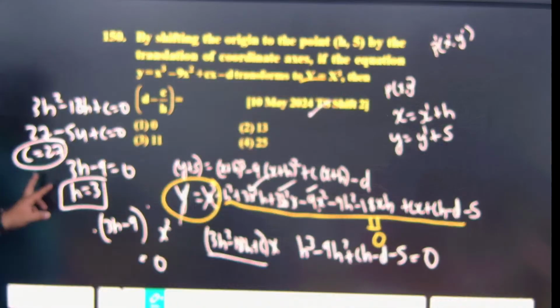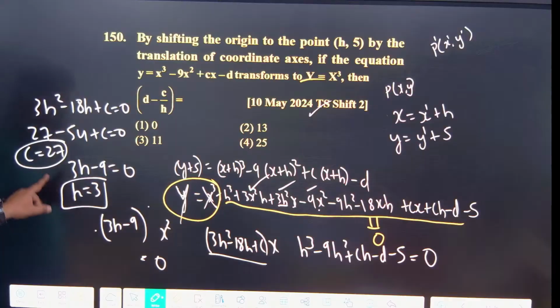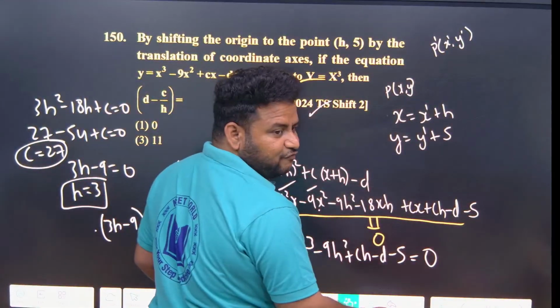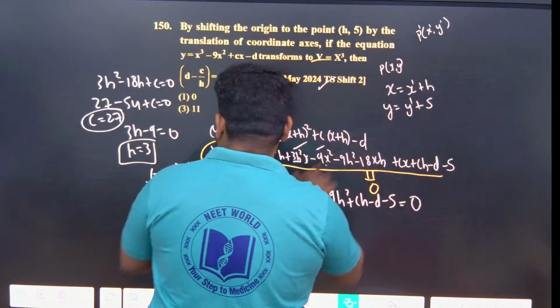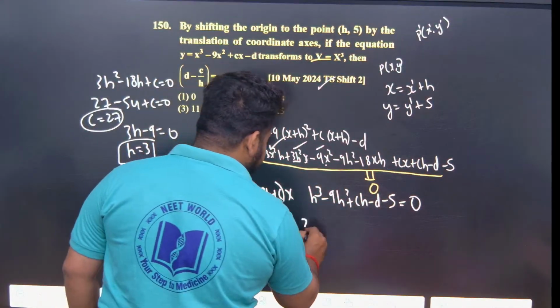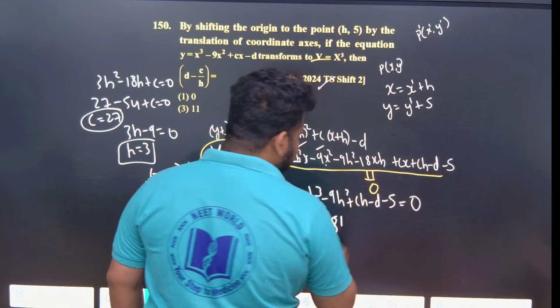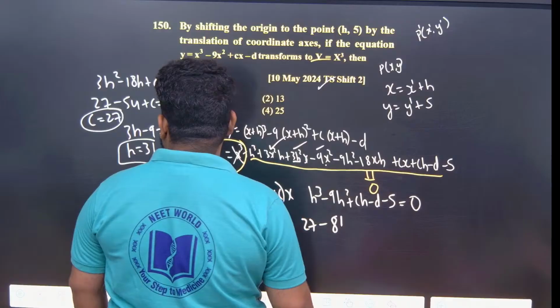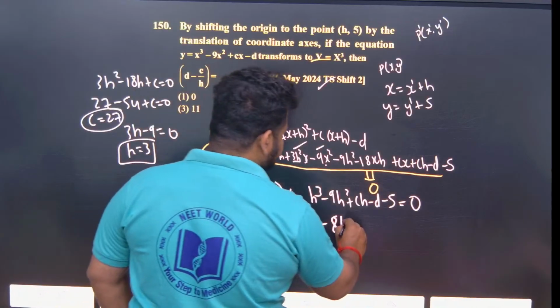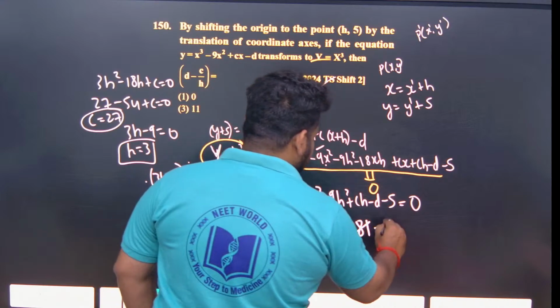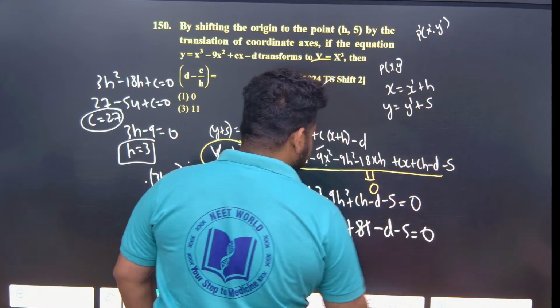So h I got, c I got. What we will do is put the value of c and h here. Then we will get the value of d. H is 3, so 3 cube is 27, minus 9 into 3 into 3, which is 9 into 9, 81. Then c into h is 27 into 3, which is 81. Cancel. So d minus 5 is equal to 0.